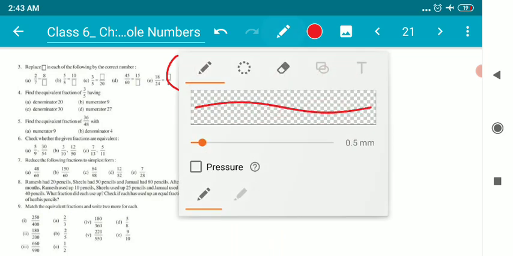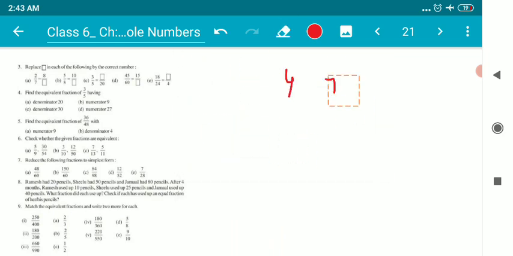Children, let us have a look at the next question. The next question is question number 8. Very interesting question, children, and every year I prefer to give this question in the exam paper. So please do listen to the explanation for this question very carefully.